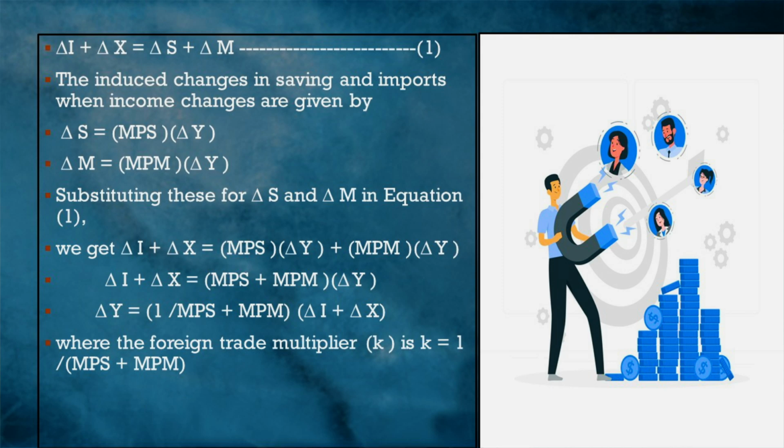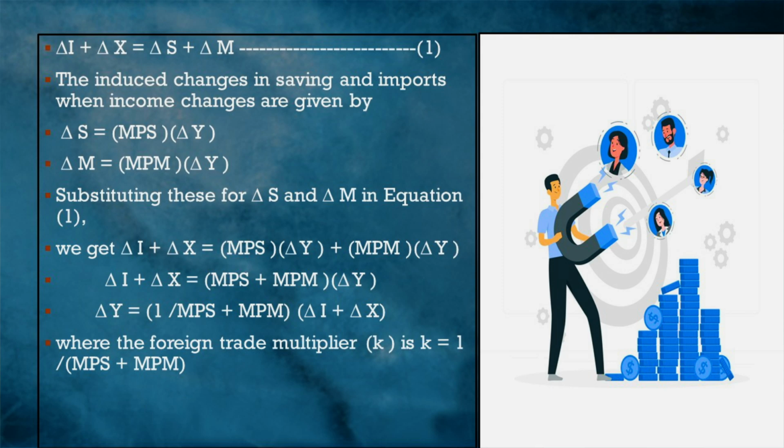And similarly, change in import is nothing but marginal propensity to import into change in income. That means, say when 100 rupees increases, how much of that money is going to be spent on buying imported goods, okay. So that is MPM into change in income. And change in saving is how much out of 100 rupees you generally save aside, into that total change in income. So that is the change in saving.